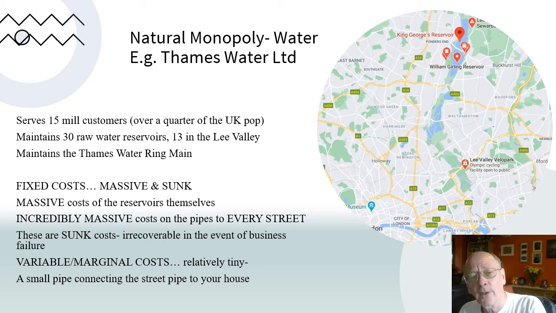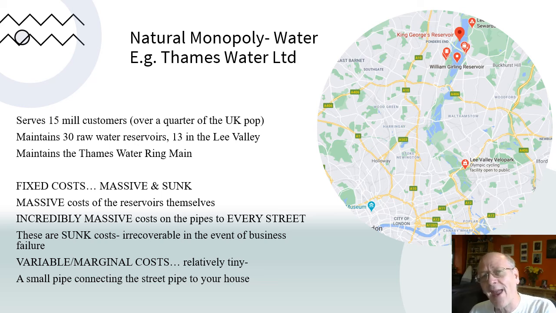If you look at the costs involved, you can see absolutely massive fixed costs. Look at the size of those reservoirs, and the cost of that in a place like London: massive, multi-billions. In addition, in order to get water to your house, they have to supply water to your street. Remember, they have to dig up the roads and then plant those pipes. And in the event of the company failing, those costs cannot be recovered at all. It would not be worth their while to dig up the streets again to retrieve those pipes. So those are examples of sunk costs, which are irrecoverable costs.